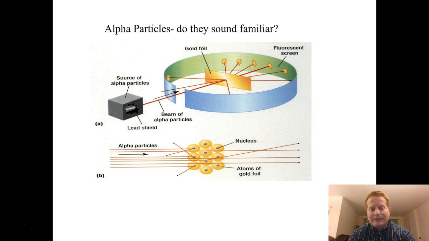Also, alpha particles probably sound familiar, right? Remember, that's what Rutherford was using in his gold foil experiment. So what's contained in this lead shield is actually some radioactive material. And it's firing off alpha particles because it's undergoing radioactive decay, essentially. It's trying to stabilize the nuclei of the radioactive element that's in there.